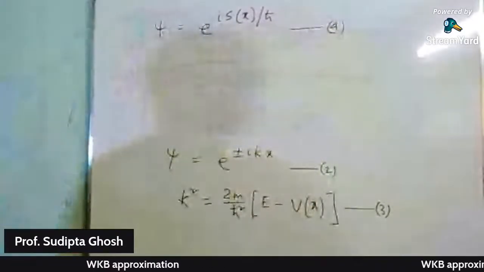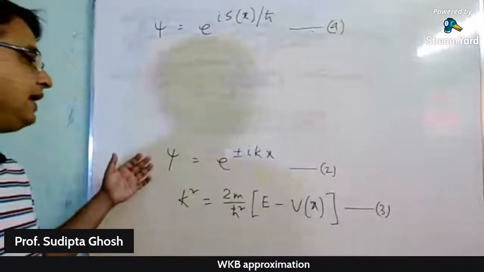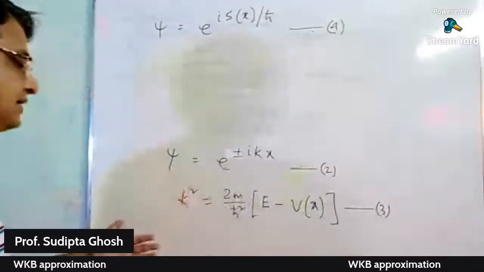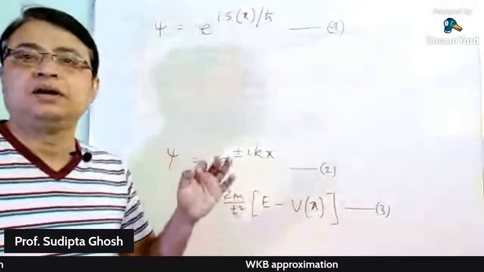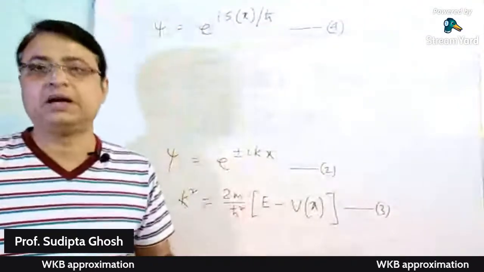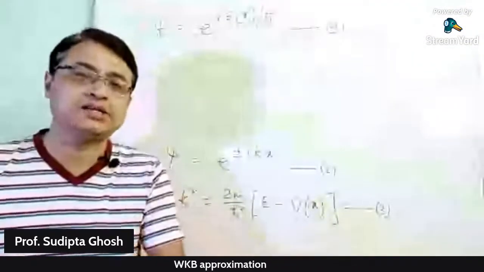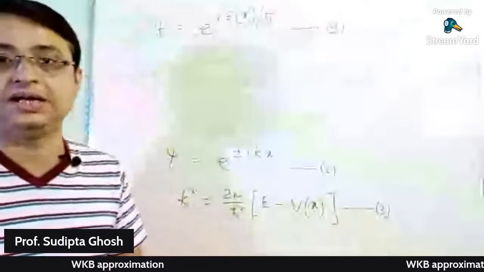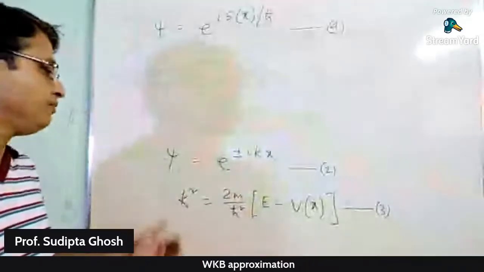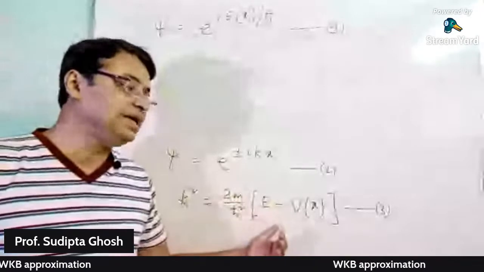Why have I changed the solution of psi? Because when I had taken psi equals e to the power plus minus i k x, I had noted that the potential is a constant. But as I have told you earlier, this WKB method is actually applicable when the potential is slowly varying. So I have taken k square equals twice m by h cut square into E minus V(x).